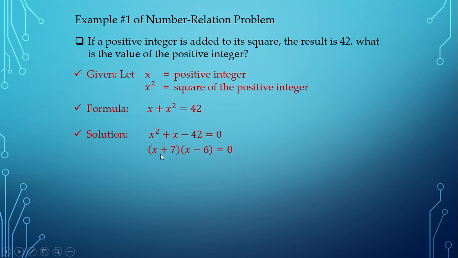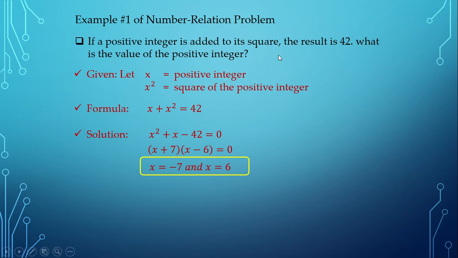So the binomial factors are x plus 7 times x minus 6 equal to 0. Next, according to the zero product property, x plus 7 is equal to 0 or x minus 6 is equal to 0. So we separate them. For x plus 7 equal to 0, the plus 7 moves to the right side as negative 7. For x minus 6 equal to 0, the minus 6 moves to the right side as positive 6. So we have two values of x, negative 7 and positive 6.